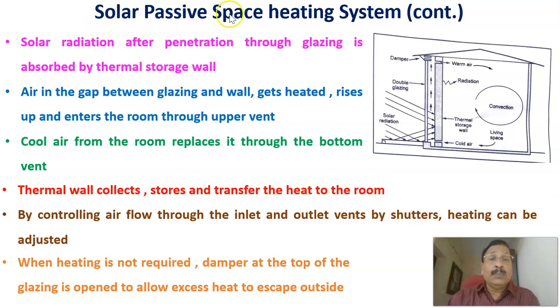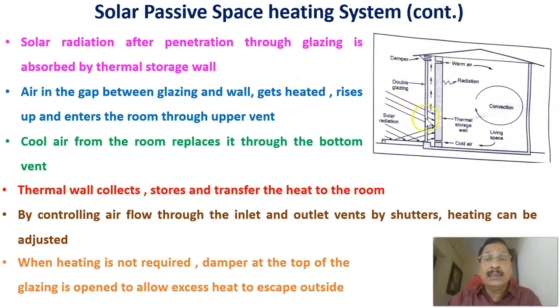Now, continuing with solar passive space heating. Here, the same thing as we have seen, the solar radiation after penetration through the glazing is absorbed by the thermal storage. So this is a thermal storage wall, as I already explained, and this is the glazing wall. The solar radiation penetrates through the glazing and is absorbed by the thermal storage wall.